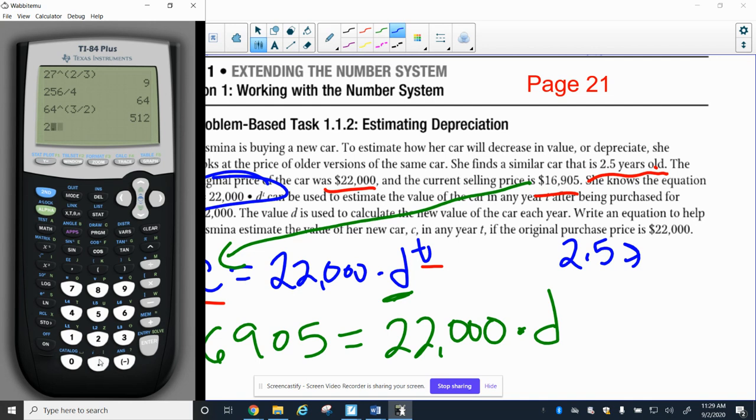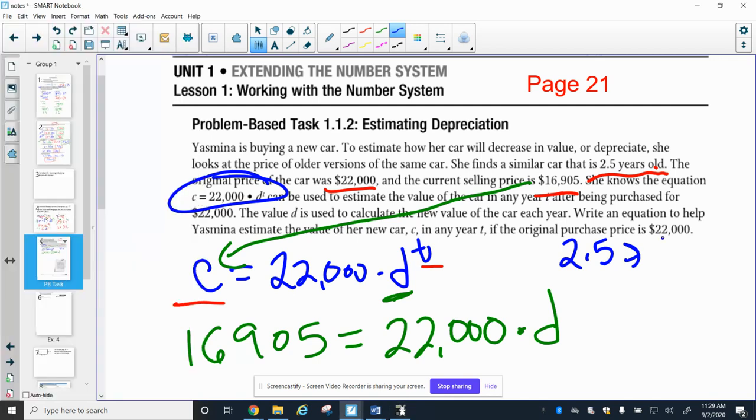We can put 2.5 into our calculator. You might know this one in your head, but this is the trick you can use. Hit math fraction, it's 5 over 2. Okay, the exponent, 5 over 2.